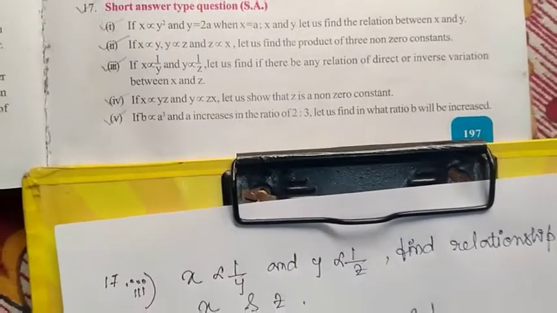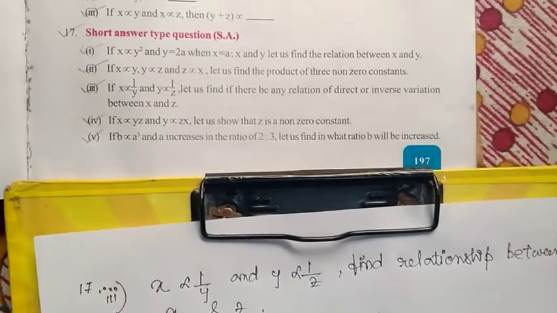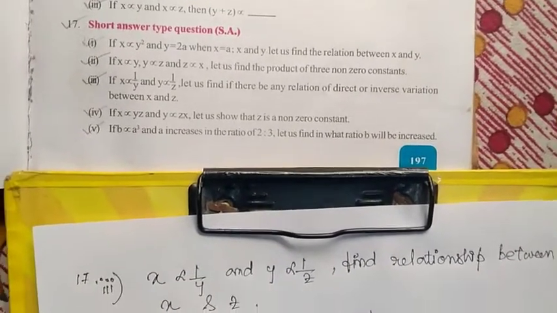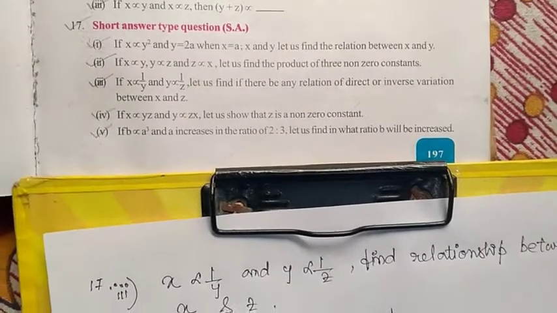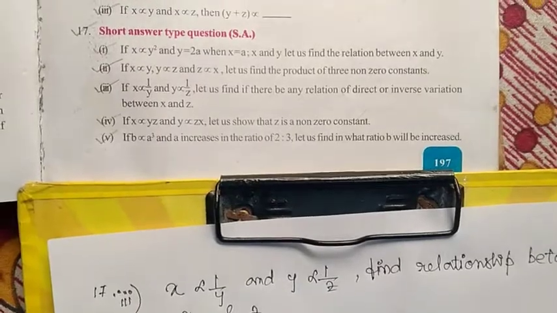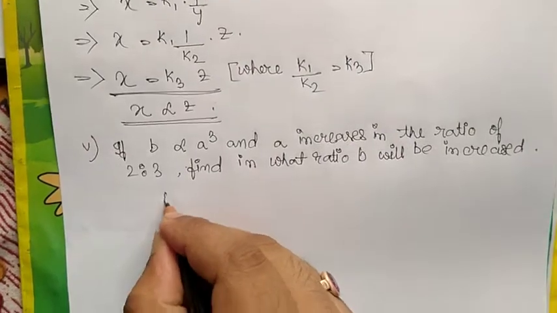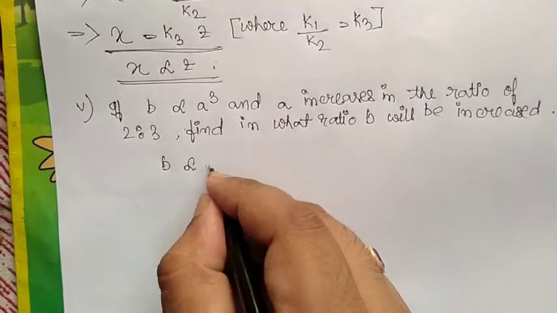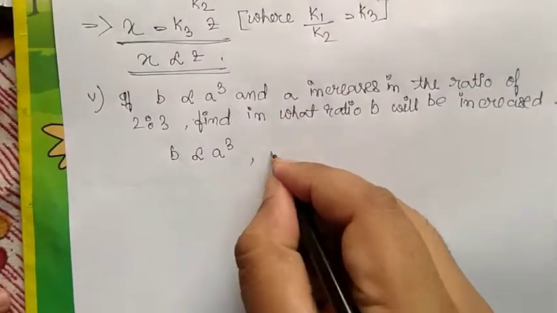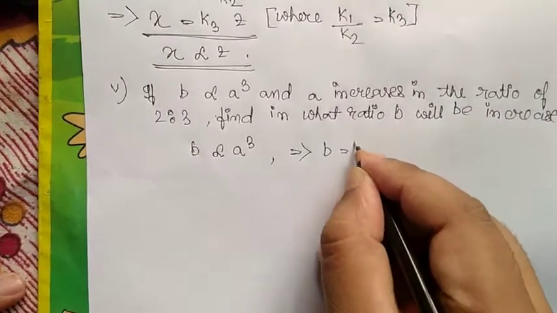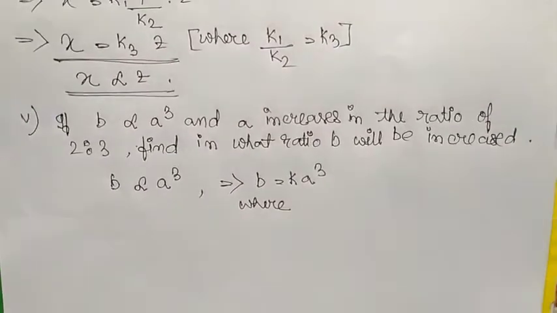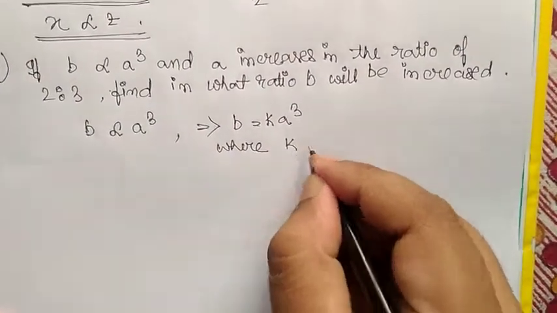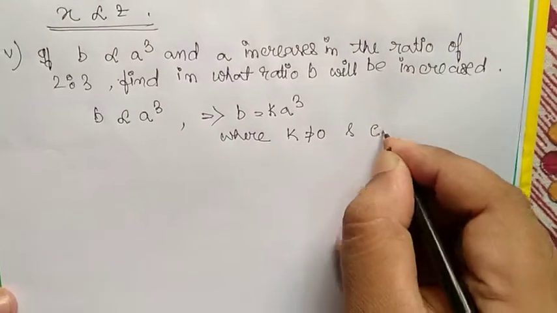This is the last sum in the chapter of variation, sum number 17 part 5. If b varies directly with a cube and a increases in the ratio 2:3, let us find in what ratio b will be increased. So this is given, b varies directly with a cube. So we can write b equals k a cube, where k is not equal to 0 and is a constant of variation.